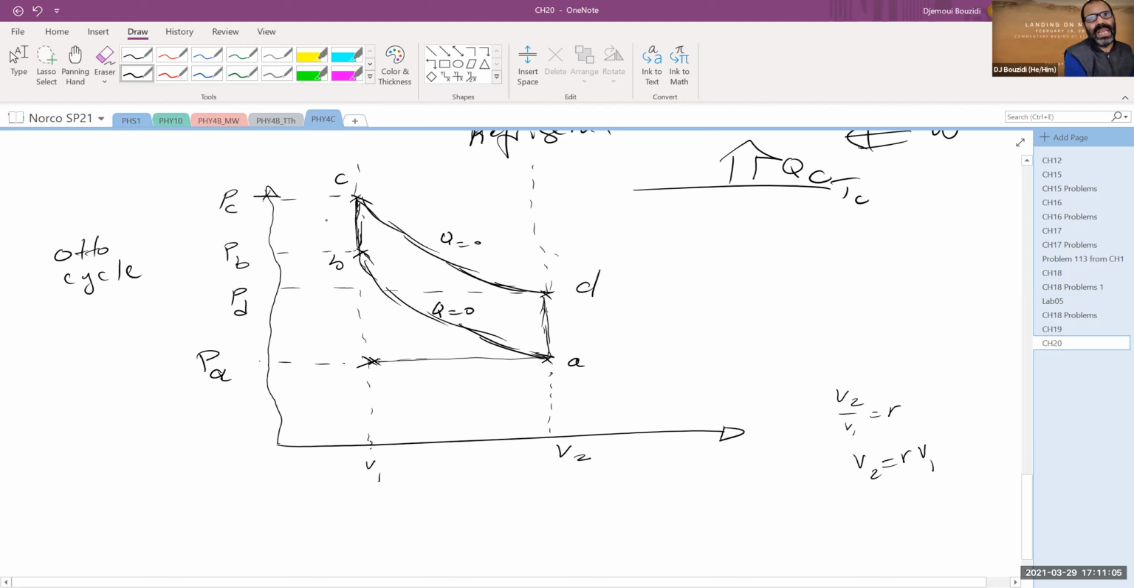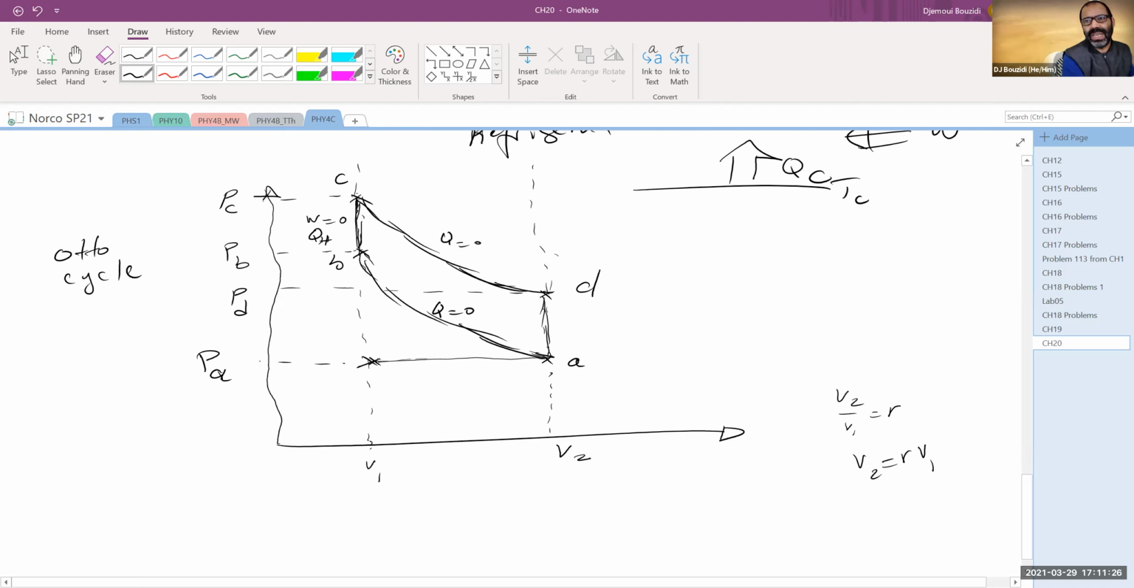In this case, W is equal to 0 because this is constant volume. But QH is not 0. Actually, you can clearly see that the temperature in here, we went from a lower temperature to a higher temperature. That means that we're heating up the gas. We're adding heat to it. So this is where QH happened.